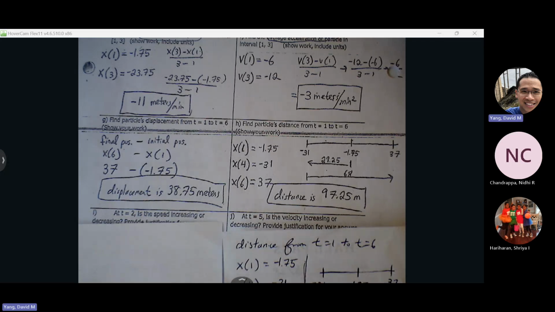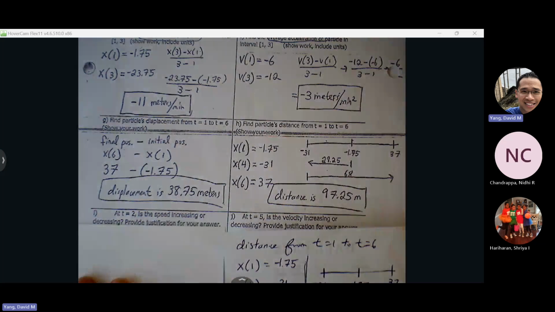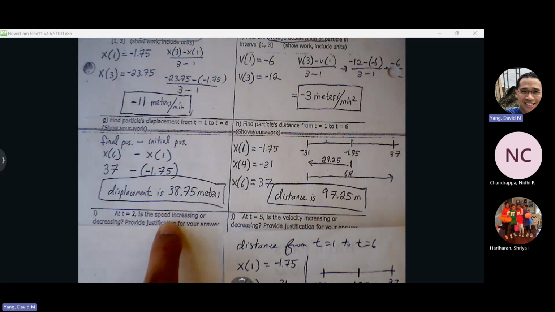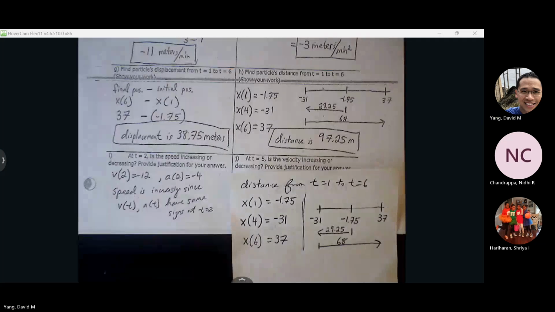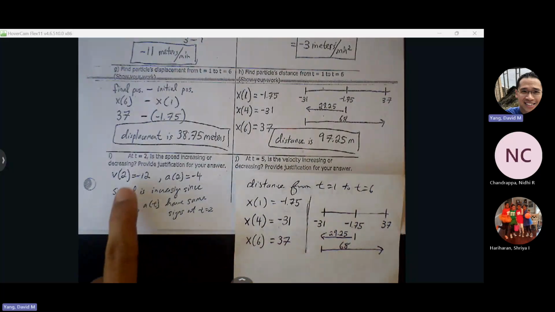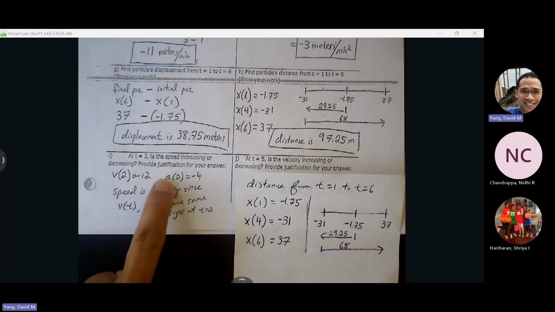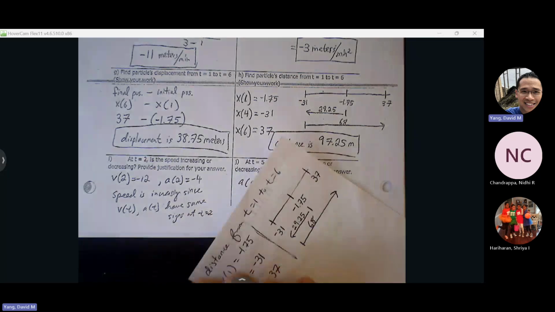All right, is speed increasing or decreasing? What do we use to determine that? Acceleration and velocity. Good. Yeah, we compare signs. If both are positive, then speed is increasing. If one is positive and the other is negative, then speed is decreasing. In this case, velocity is negative, acceleration is also negative. Two negatives indicate speed is increasing.